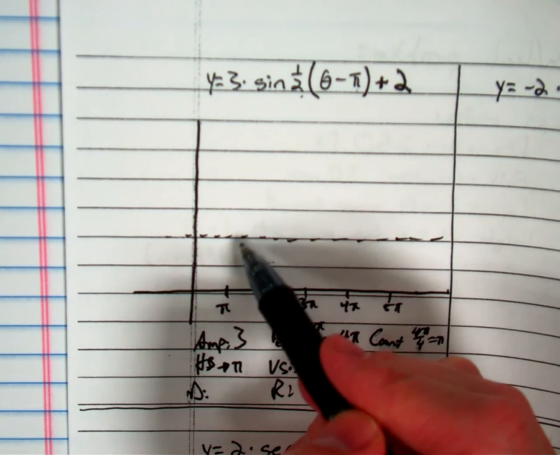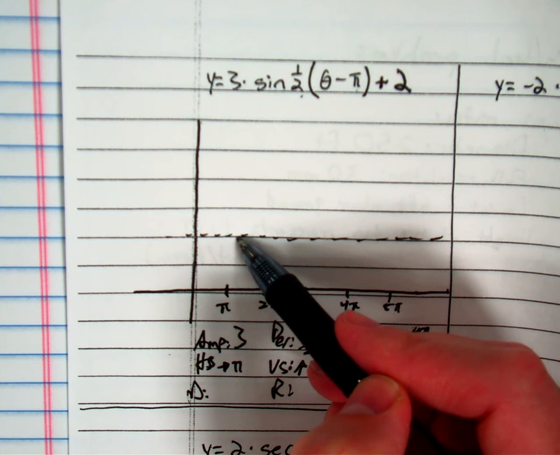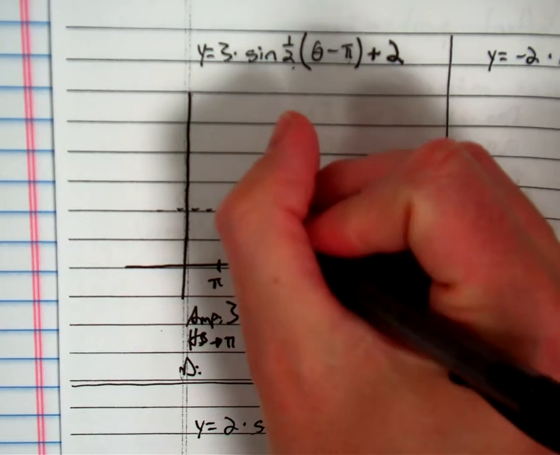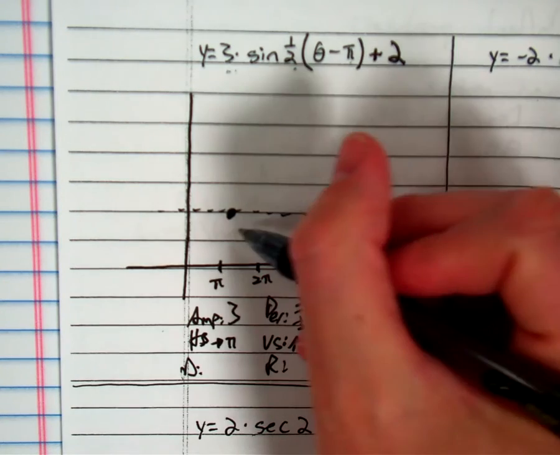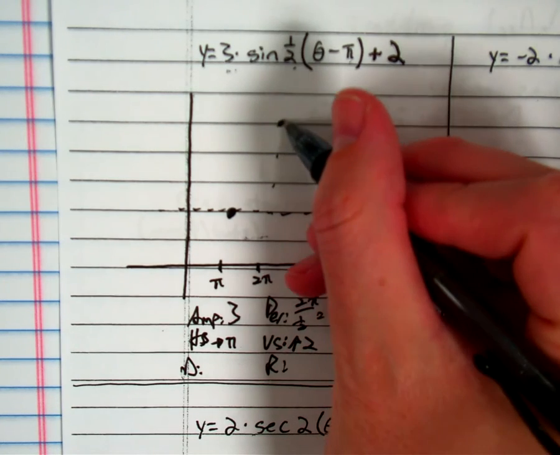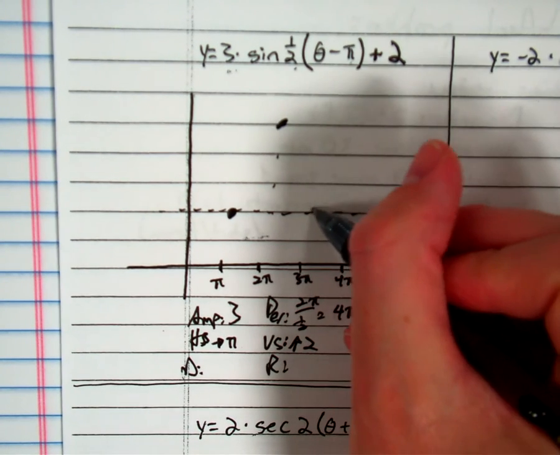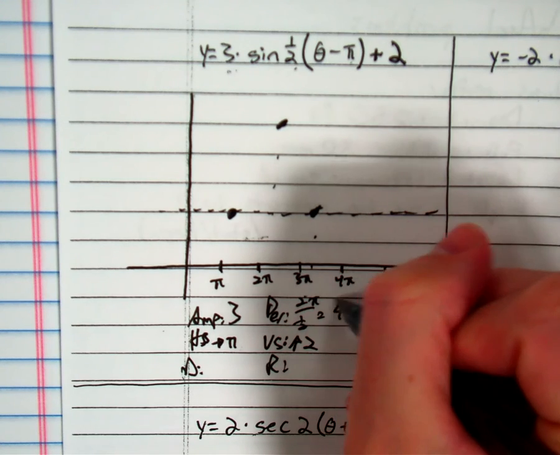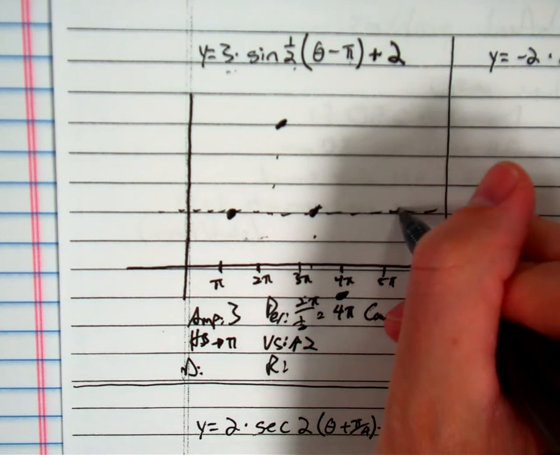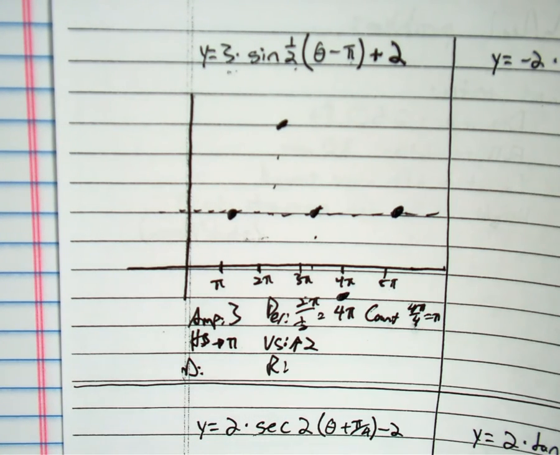So we're pi to the right, we're up 2, we're graphing sine. Sine starts on the midline. And then my amplitude is 3, so I'm going to go up 3 on the next spot. 1, 2, 3. And then I'm back down to the midline, and then I'm down 3. 1, 2, 3. And then we're back on the midline.